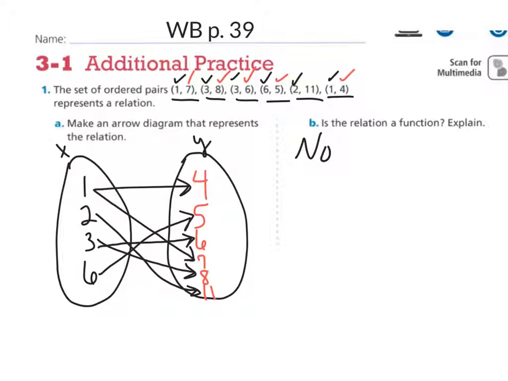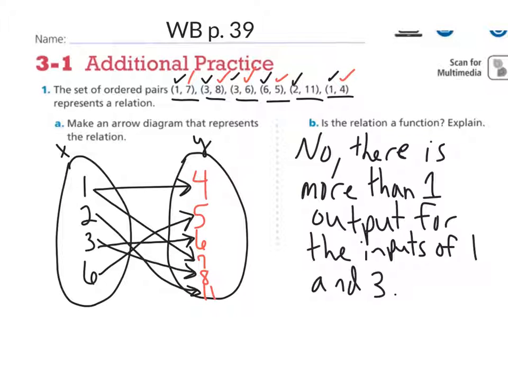And we could say something like no, because there is more than one output for the inputs of 1 and 3. And even if one of the inputs has more than one output, already that's enough for it not to be a function. So this one is not a function, 2 reasons.